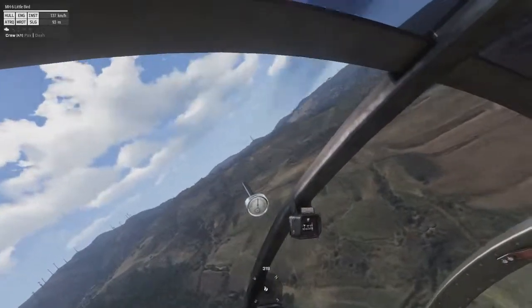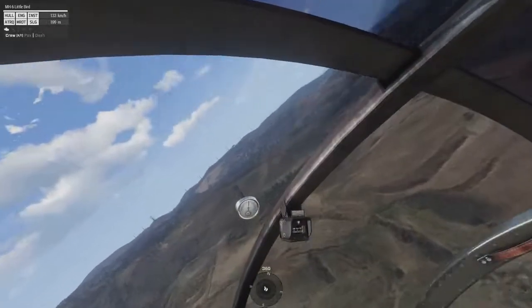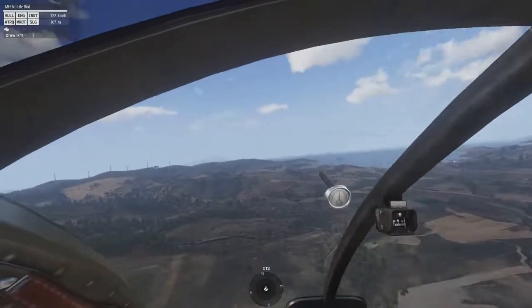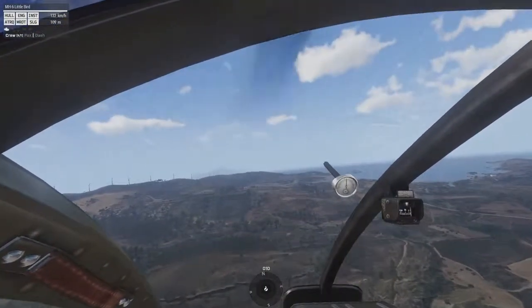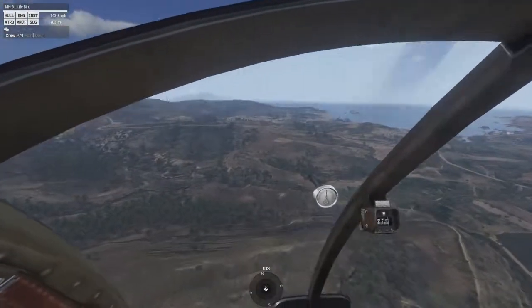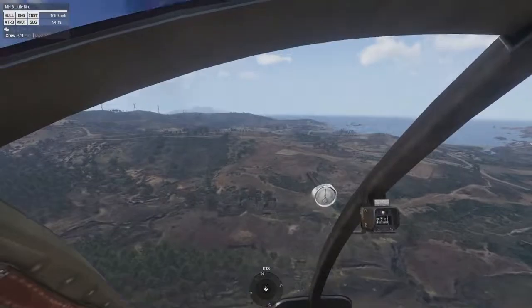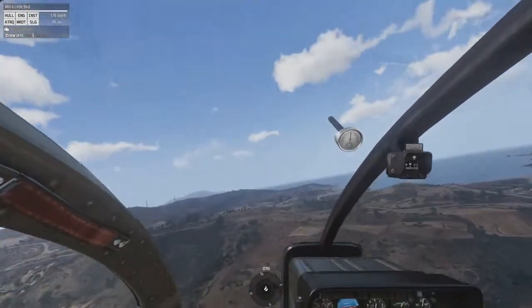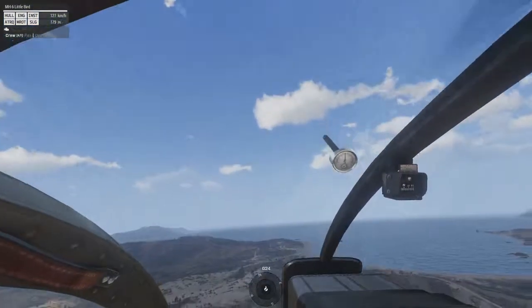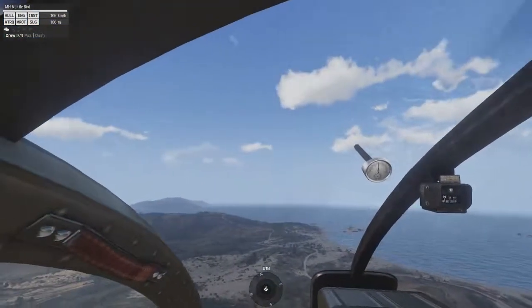Okay, let's gain a little bit of height, and we'll go into the controls in a bit more detail. So, if I tilt the nose down, rotor disk goes down, we start to accelerate. I can pull the nose up, we will gain height, and slow down. I can stabilise that off.